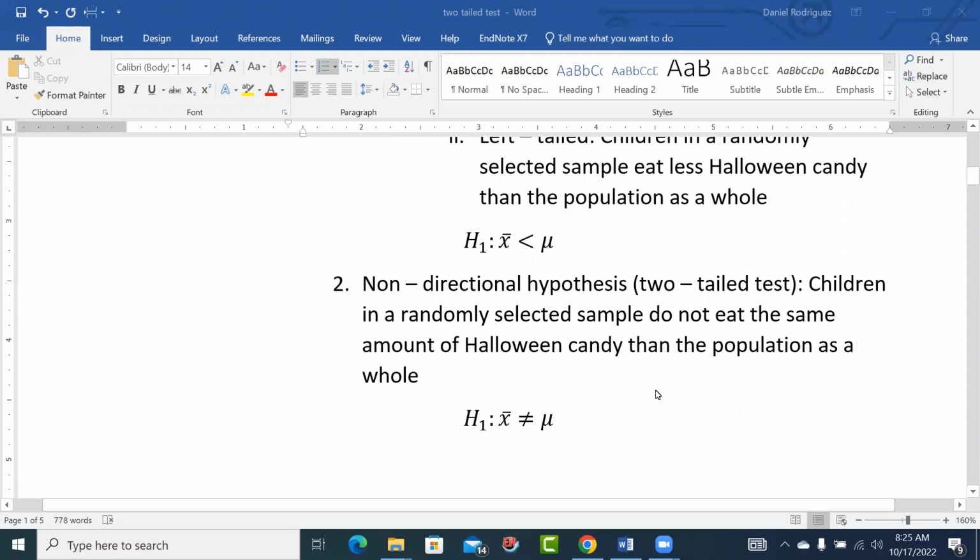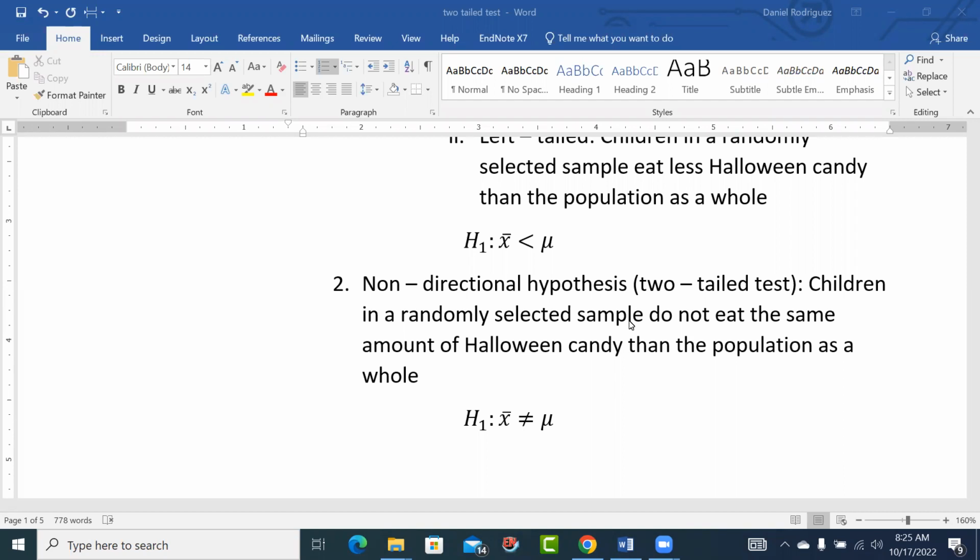This would be our non-directional hypothesis. Our non-directional hypothesis, and this is the one we call a two-tail test, because now we're looking at, so we'll look at the distribution in a second. This distribution looks like a bell for the standard normal distribution. It's a bell-shaped curve and has these tails that extend to negative and positive infinity. So it goes in two different directions. So that's why we call it a two-tail test.